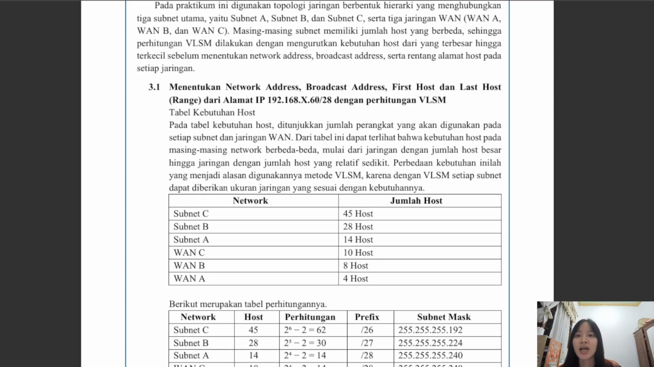For the first one, I will make this table, which is the host requirement table. The host requirement table shows the number of devices to be used on each subnet, or network. From this table, it can be seen that the host requirement for each network varies, ranging from networks with a large number of hosts to networks with a relatively small number of hosts. And the highest usage is subnet C, then subnet B, and A.